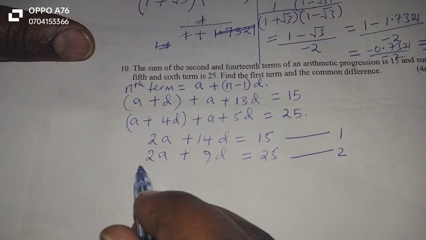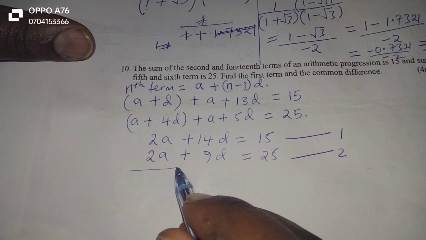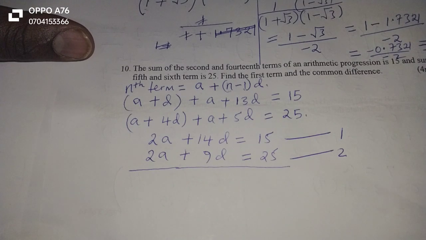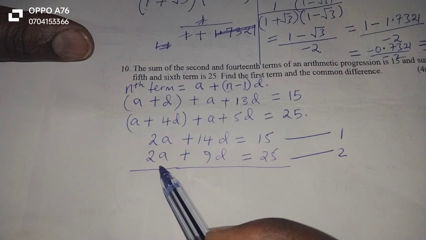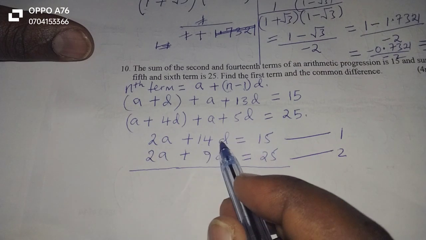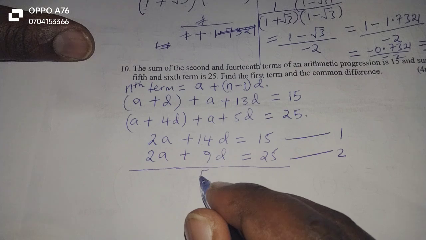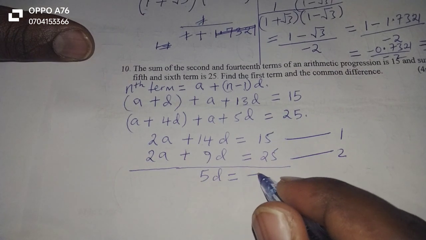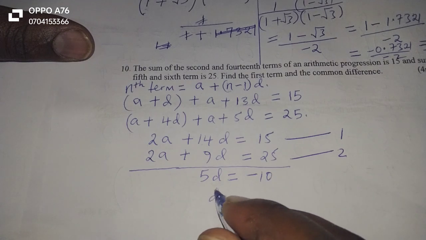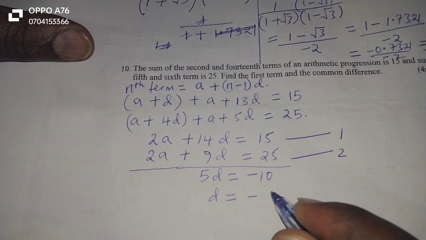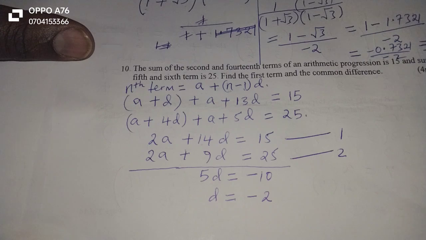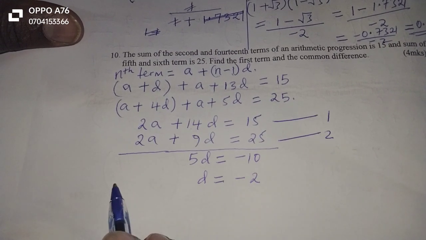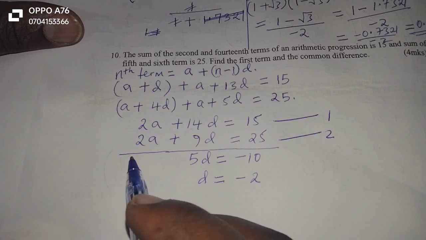Now we can solve simultaneously, and because the coefficients of a are already the same, we can eliminate directly. So 2a minus 2a becomes 0. 14d minus 9d becomes 5d. This is equal to 15 minus 25, which is -10, and the value of d is going to be exactly -2. With the value of d, we can now substitute in any of the equations and we get the value of a.